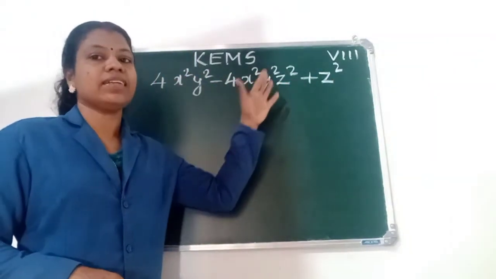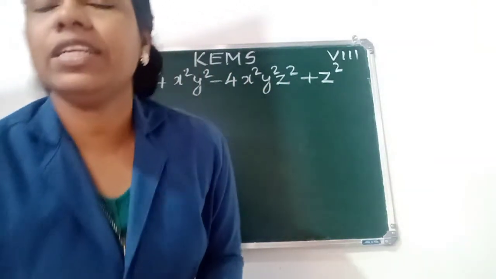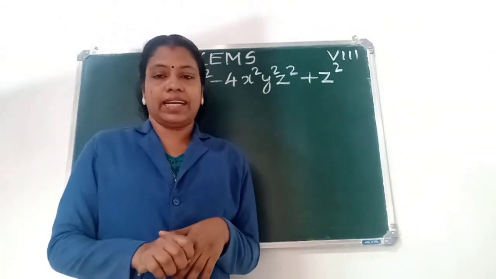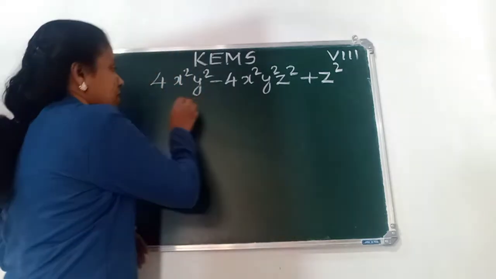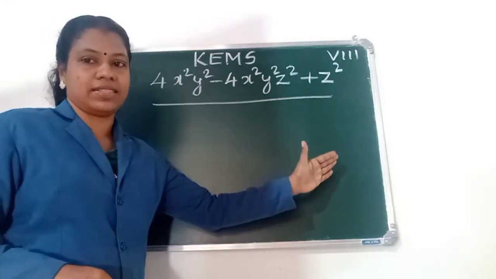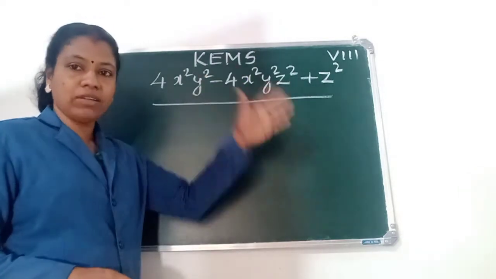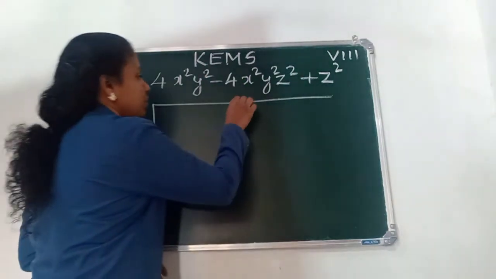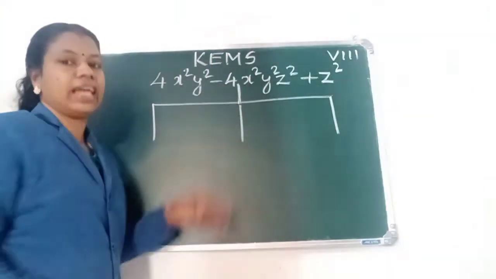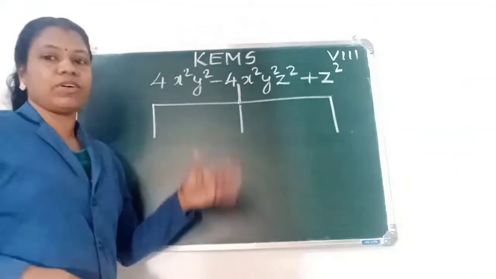This expression has 3 terms. First term, second term, third term. So, we need to express the terms and factors through a tree diagram. The first step is, first draw a line and divide the line into 3 parts. Those 3 parts represent the 3 terms. Here we have 3 terms, so we divide this into 3 parts. So, this is the first step. Just draw a line and divide into 3 parts. And each part represents the terms of the expression.